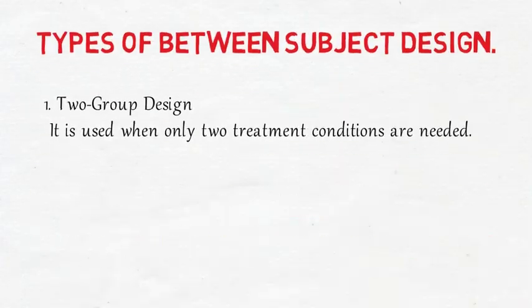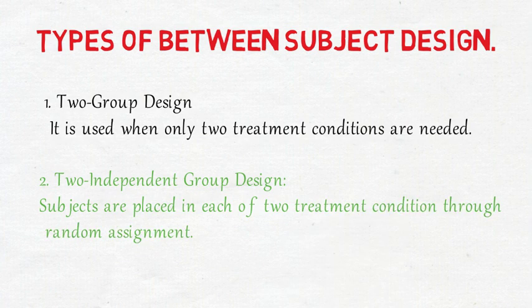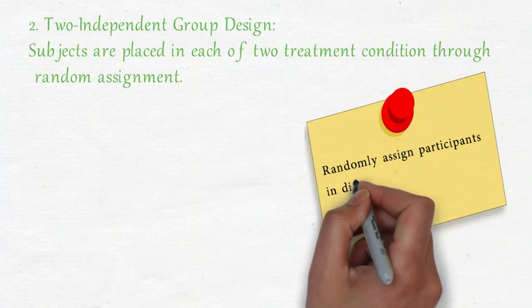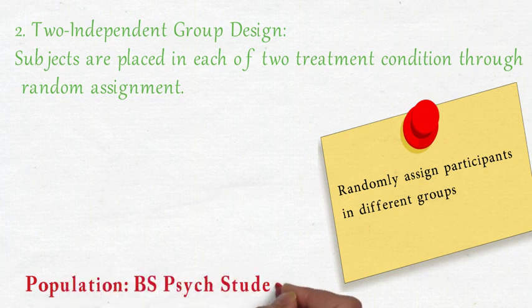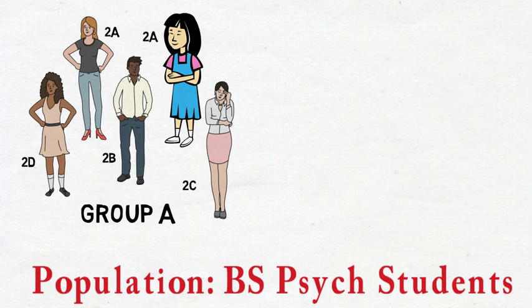Next, we have two independent group design. Subjects are placed in each of two treatment conditions through random assignment. Take note class na dito, i-assign natin randomly yung mga participants natin. If ang population mo ay psychology students, hindi pwede na si group A ay buong BS Psychology 2A. It should be random. Dapat meron 2A, 2B, 2C, and 2D. Halo-halo dapat sila sa Group A. Same goes with Group B.